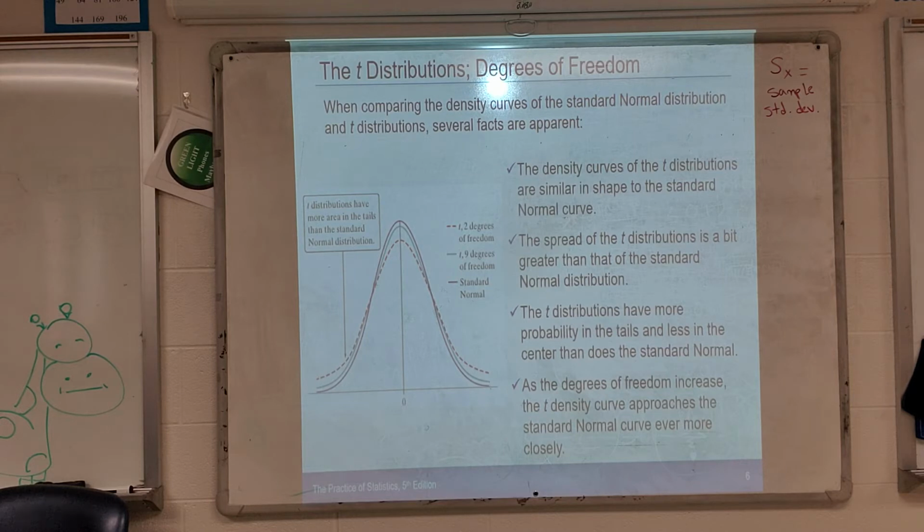And as the degrees of freedom increase, the t-density curve approaches a standard normal ever more closely. As you increase the degrees of freedom, it will become more and more normal looking. Okay?